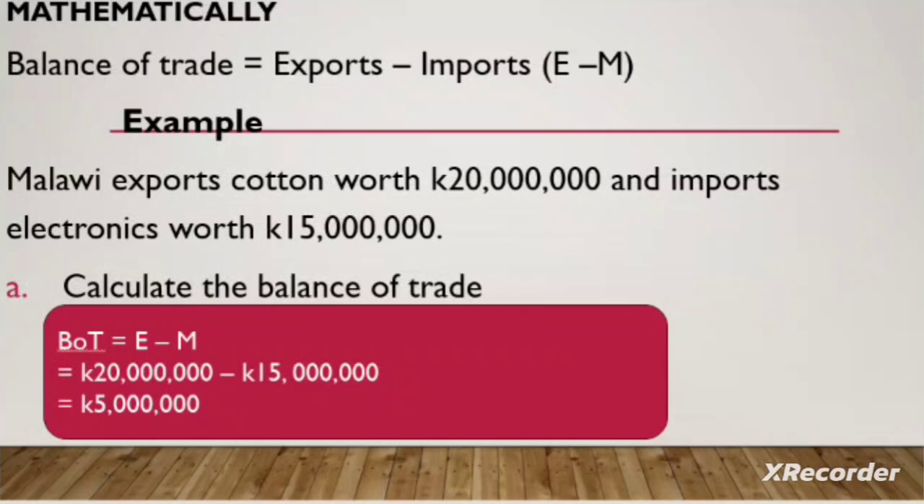Malawi exports cotton worth 20 million and imports electronics worth 15 million. A. Calculate the balance of trade.